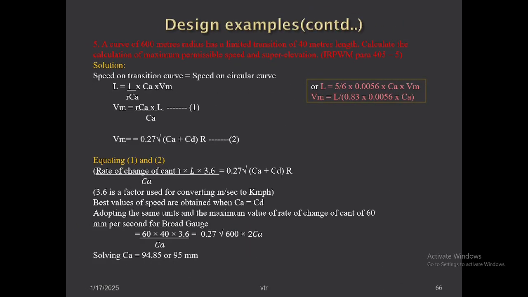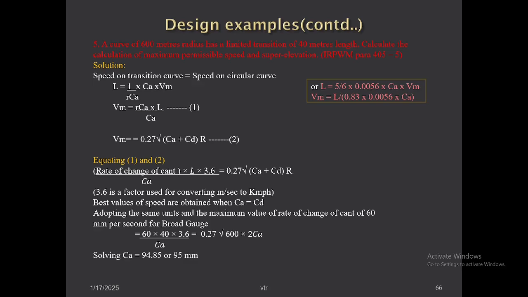Now we will see the next example. It is a problem from the Indian Railway Permanent Way Manual, IRPWM, para 405.5. In this problem, the radius of the curve is given, but the length of transition is restricted to 40 meters. We have been asked to calculate the maximum permissible speed and superelevation. Since the length of transition is restricted to 40 meters, to satisfy this we have to work out our superelevation.